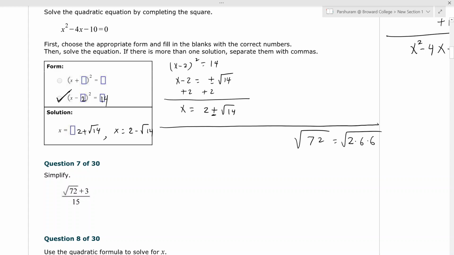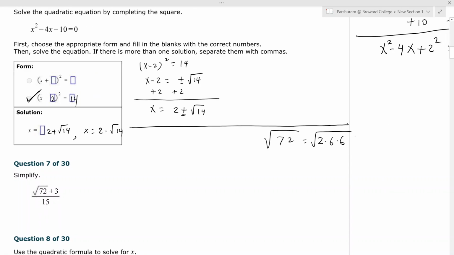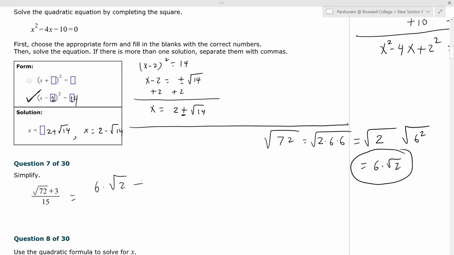I'm expressing it as 6 times 6 because that's a square, and that would be helpful to simplify this square root. So that's 2 times the square root of 6 squared, which is basically 6 times the square root of 2. Okay, so I'm going to use that fact here. It's 6 times the square root of 2 plus 3 over 15. So we have to simplify it as much as possible.